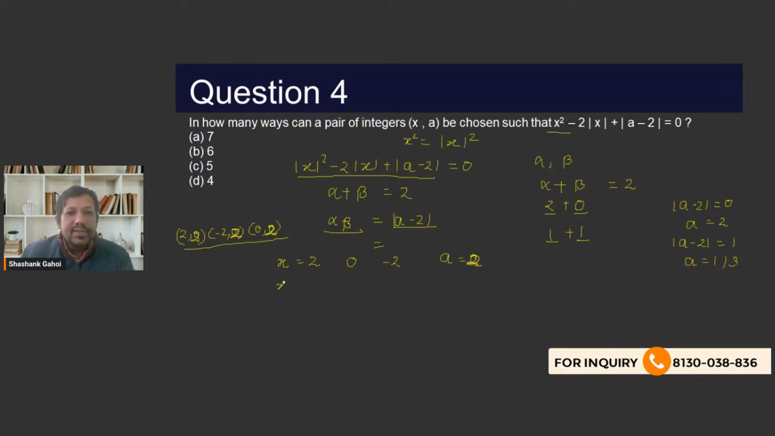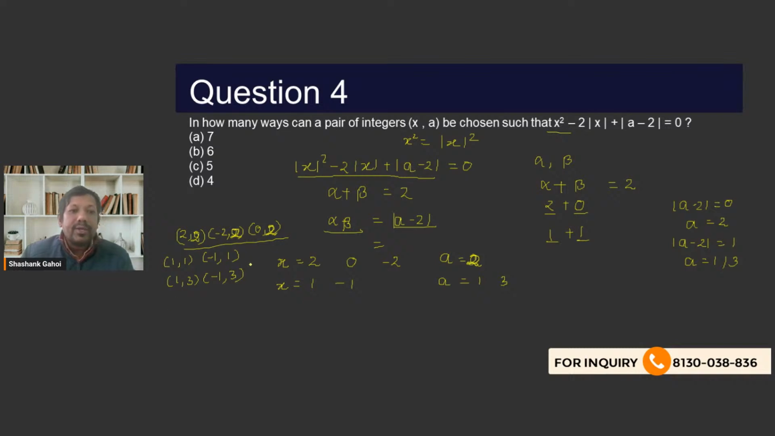So if x is equal to 1 or minus 1, a is equal to either 1 or 3. So my pairs are going to be 1 comma 1, minus 1 comma 1, 1 comma 3 and minus 1 comma 3.